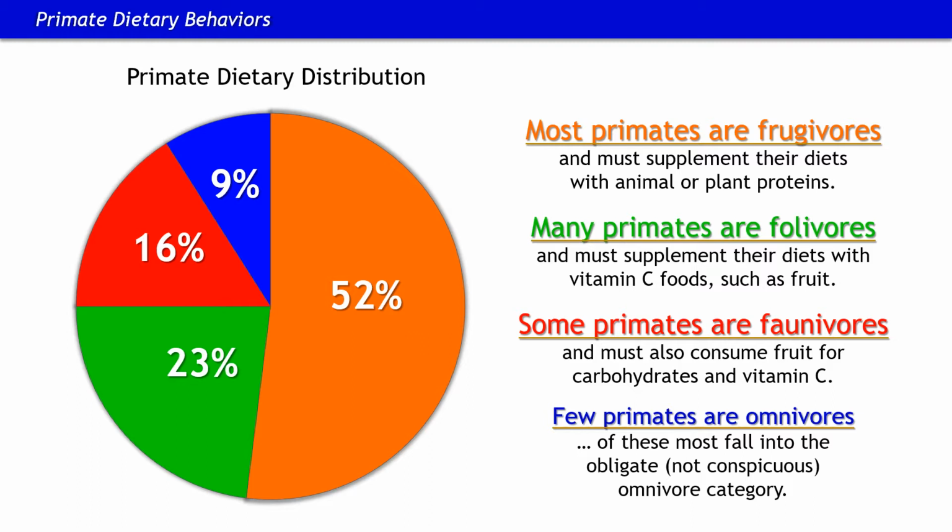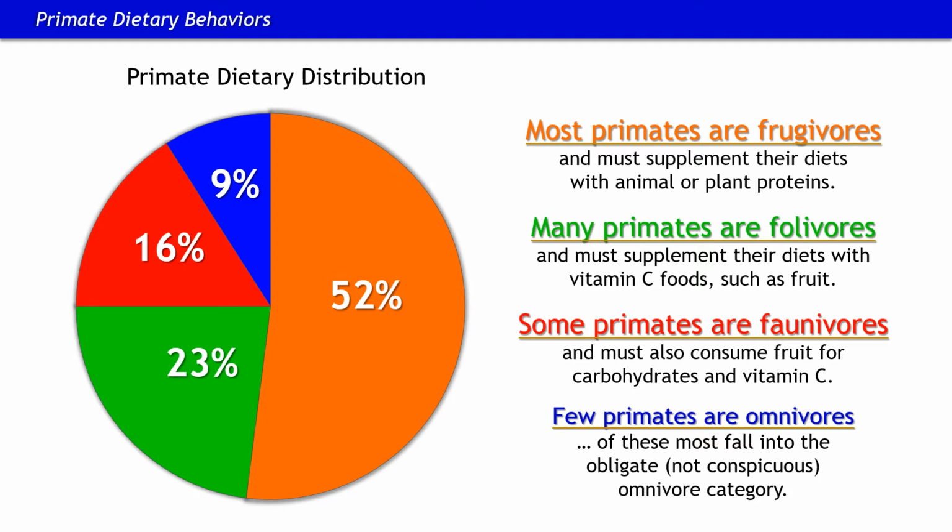Primate dietary distribution. Most primates, about 52%, are frugivores, and they must supplement their diets with animal or plant proteins. The little ones go with animal proteins, and the large ones go with plant proteins. Many primates, about 23%, are folivores, and they must supplement their diets with vitamin C foods such as fruit. Some primates, about 16%, are faunivores and must also consume fruit for carbohydrates and vitamin C.